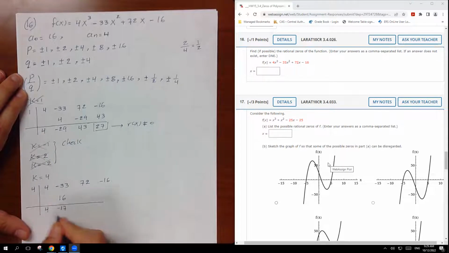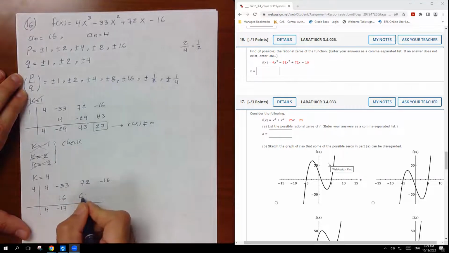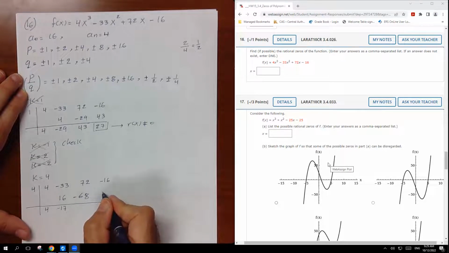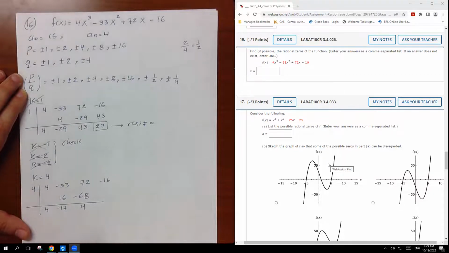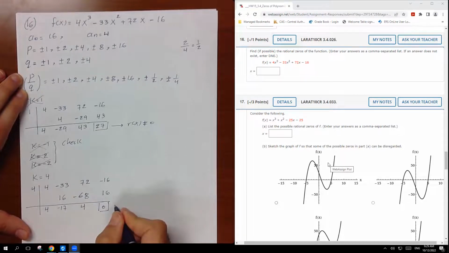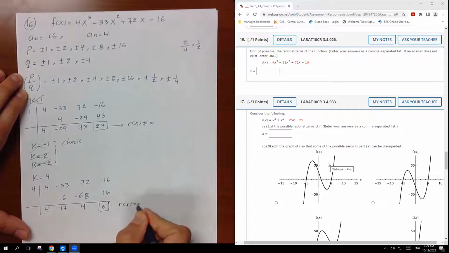If you multiply these together, negative 17 times 4 is negative 68. Now 72 minus 68 is going to be 4. Now 4 times 4 is going to be 16. Adding these together is going to be 0. So the remainder equals 0. R of x equals 0. In this case, this is the right k.